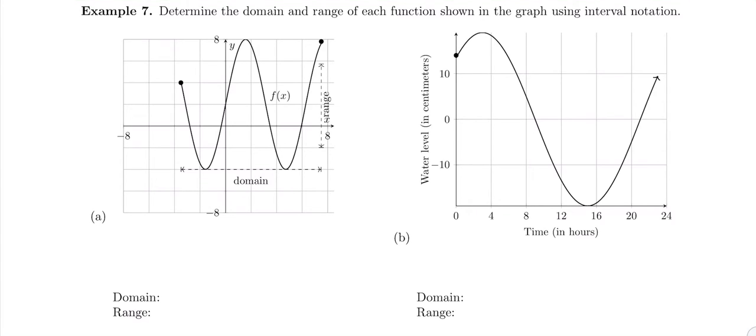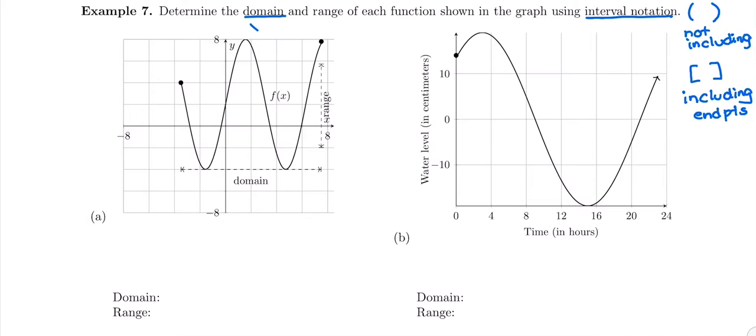In this video, we're going to talk about domain and range of a graph, and we're going to express it in interval notation. So interval notation, we want to remember that round means not including those endpoints, and the square means including endpoints.